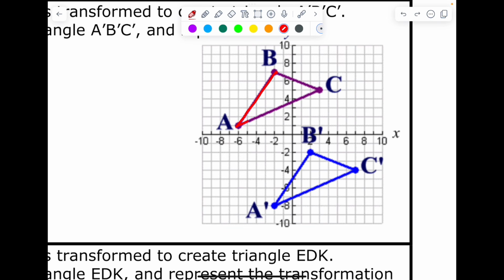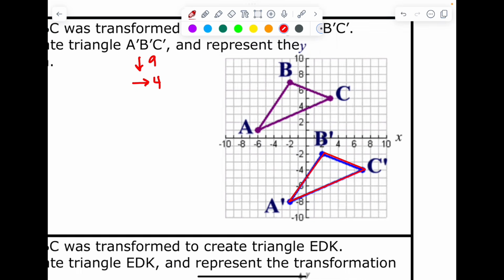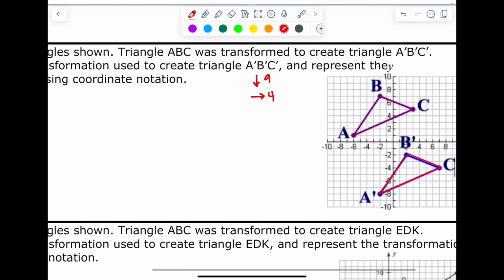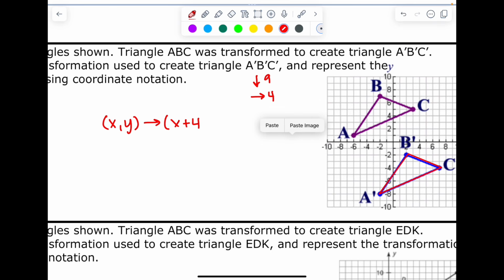Okay, maybe not. All right, I'm just going to show the translation. So it goes down 1, 2, 3, 4, 5, 6, 7, 8, 9, and then to the right 1, 2, 3, 4. So down 9, and then right 4. So that means in coordinate notation, we always start with (x, y), and then that'll be x plus 4 because we went to the right, and then y minus 9 because we had to go down.